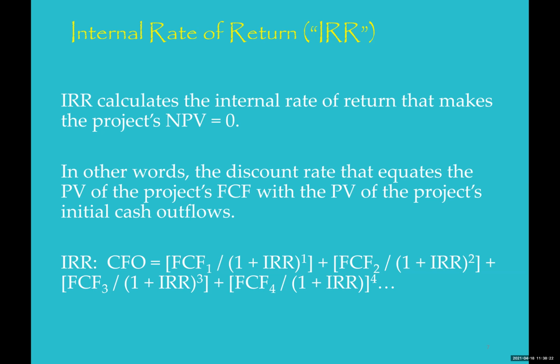The equation, though, I wanted you to see. It's essentially finding the present value of each one of the future free cash flows using some discount rate in the denominator called the IRR, and then setting the sum of all of those present values equal to the initial cash outflow.